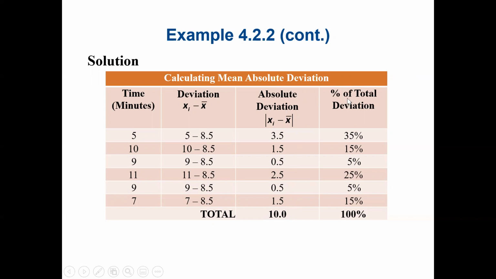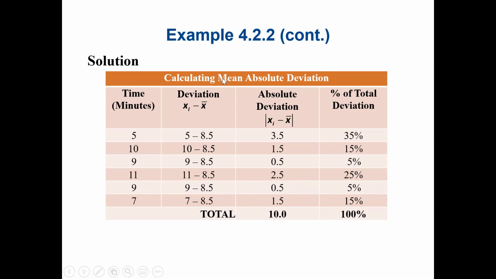Now for the percentage of the total deviation, basically what we do is multiply each value here by 100. So we get 35%, 15%, 5%, 25%. 2.5 times 100 will give us 25%. So the total will always give us 100%.